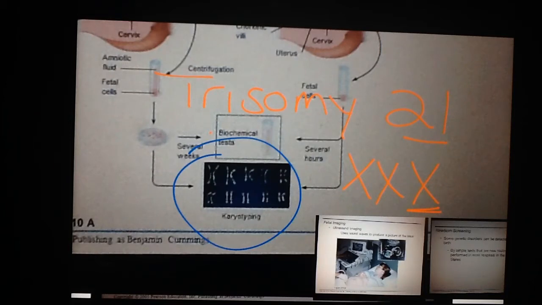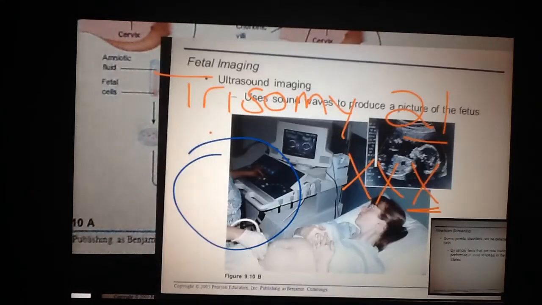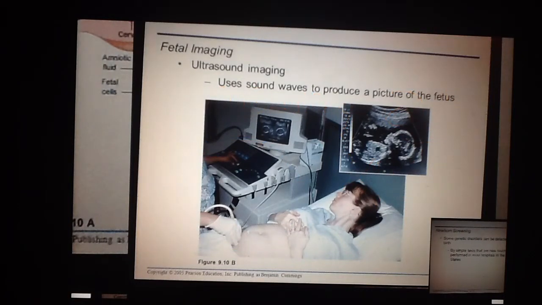Another way that we're able to analyze for genetic defects is through fetal imaging. So if you go in and you're pregnant, they'll take a picture of the baby, and we can look at a sonogram or the image to see if there's any sort of problems.